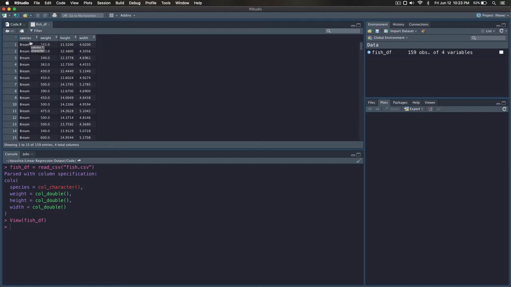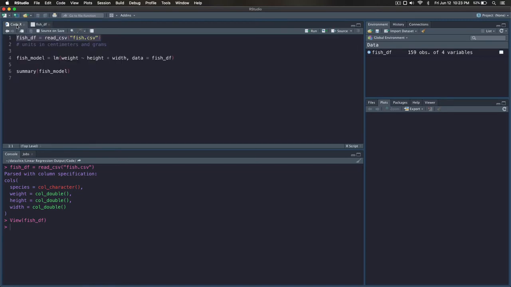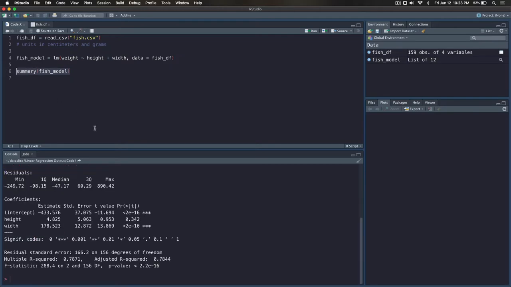And the other thing is that there's likely correlation between the height and the width, which will make our estimates kind of weird, but I'll touch on that later. So once we have that dataset read in, we're going to create our linear model, and then we're going to view our linear model output.